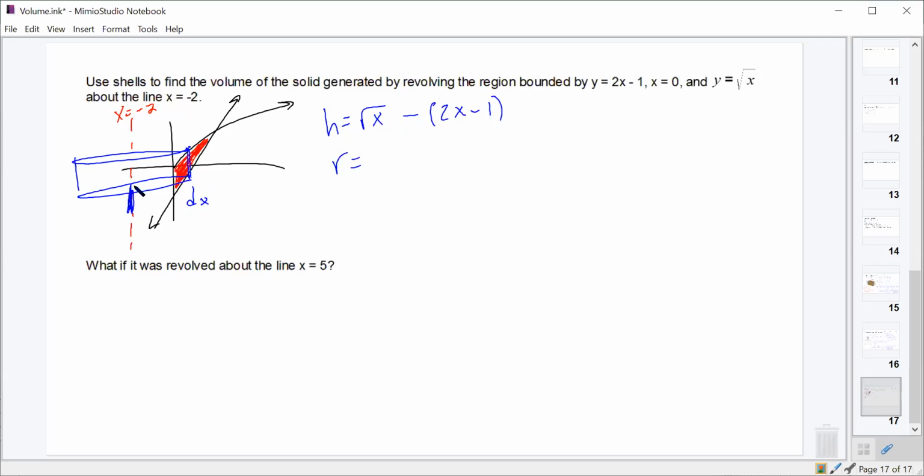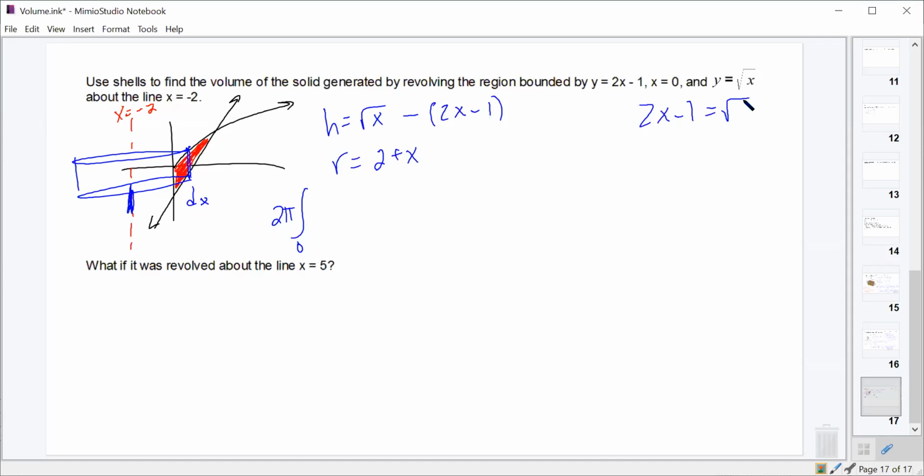Our radius is 2 full units, right, to go from -2 to the y-axis, plus x more over, so 2 plus x as our radius. And so this integral should become 2 pi times the integral from 0 to wherever these intersect, so we gotta figure that out.